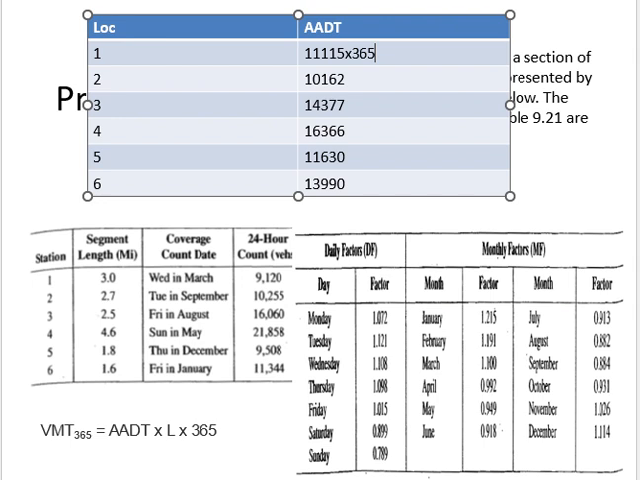I mentioned earlier VMT can be for 1 day. So if I don't multiply by 365, just multiply by the length, it will become VMT of 1 day. If I multiply by 365 as well, it will become VMT for the whole year. So for the first point, it will be 365 into the length, which is 3 miles. Next one, 365 into the length, 2.7.